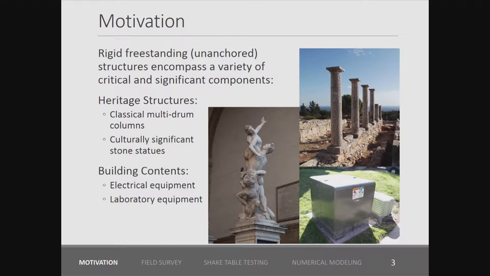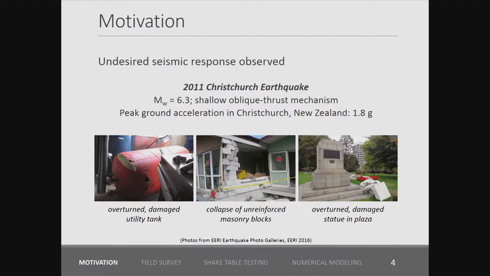In addition, heritage structures and cultural heritage encompass a very wide portion of this type of structures. One common example is the classical multi-drum column, which is shown in the upper right-hand side. This consists of a series of stacked squat cylindrical blocks, which are unattached at their interfaces. Another common example is the large stone statue pedestal system shown on the lower left-hand side, where this statue is not only asymmetric, but is resting unattached on top of a pedestal, which is further unattached on top of the loggia or a museum floor.